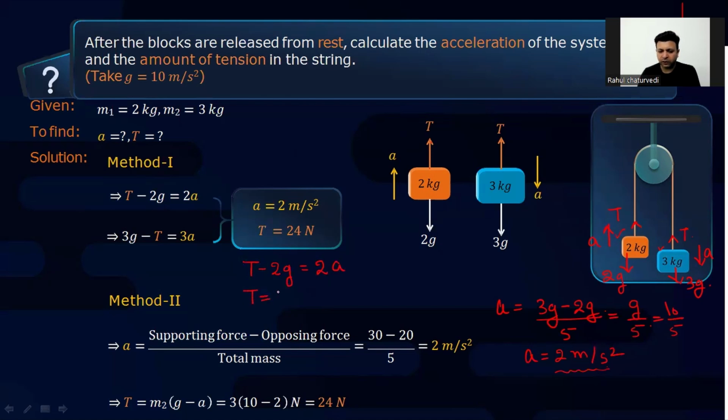So T will be equal to 2A plus 2G. So 2A means 2 into 2, plus G is 10, so 2 into 10. So this will be 24 Newton. So tension will be 24 Newton. Right? Hope this is clear to all of you.